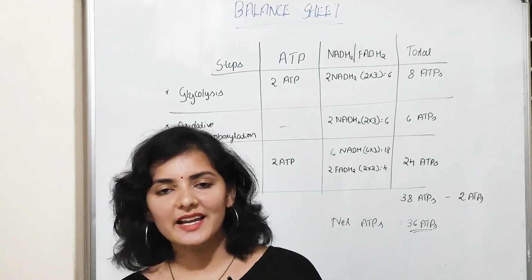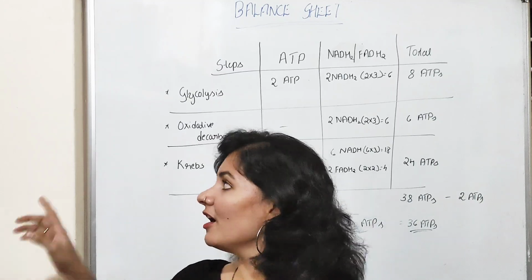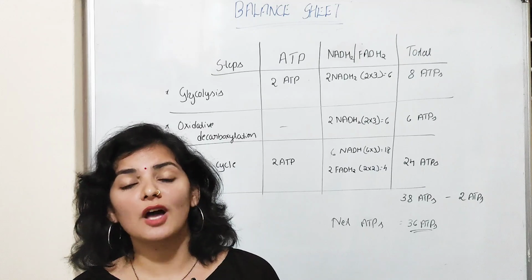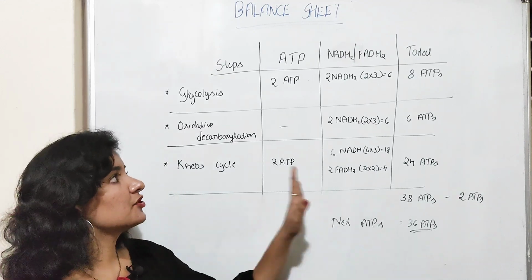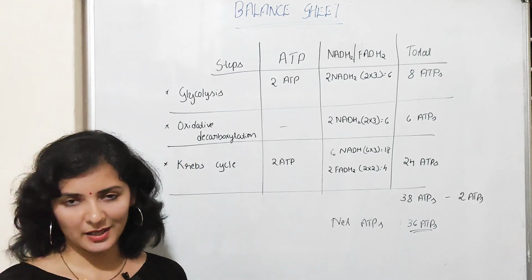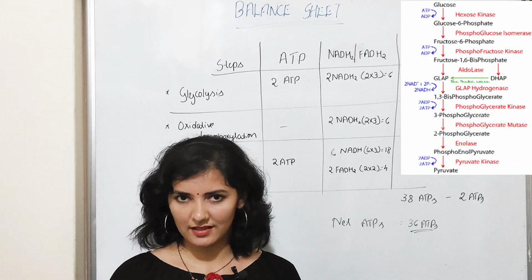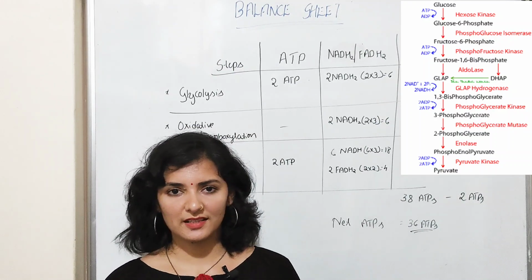Because in the ETS and ATP synthesis, the NADH and FADH2 which are produced in the first three steps are utilized to produce ATP. So now we'll talk about the number of ATP, NADH or FADH2 produced in glycolysis, oxidative decarboxylation and the Krebs cycle. In the first step, that is glycolysis, 4 ATPs are synthesized. Specifically, in the second half of glycolysis, 4 ATPs are synthesized.